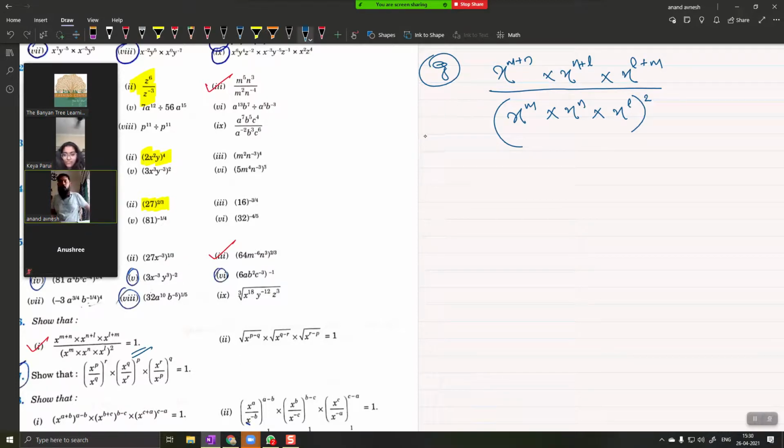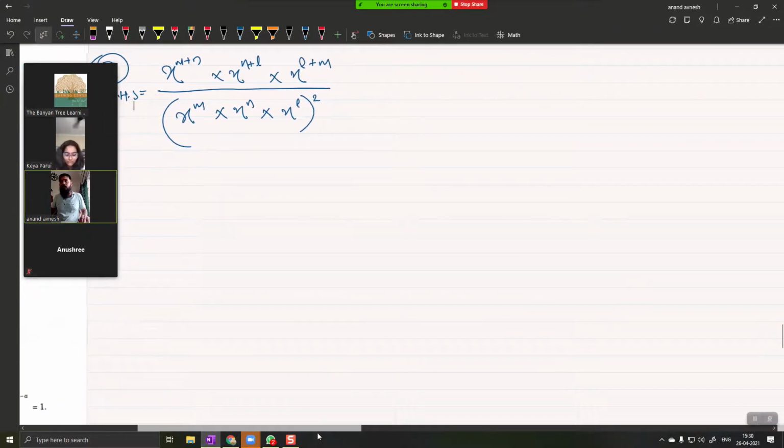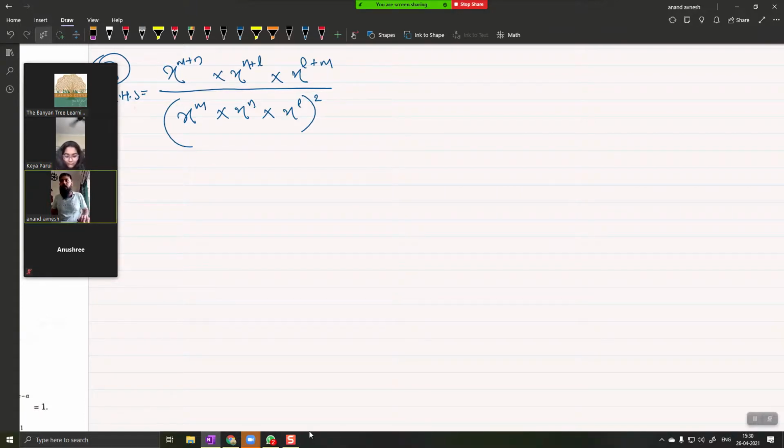So always when you do the questions which say, show that, start with LHS, left hand side, or start with the side which is most complicated. I want both of you to note it down, because this is one complicated question which many of the students don't understand how to do. So please note it down. Okay, don't get confused here.